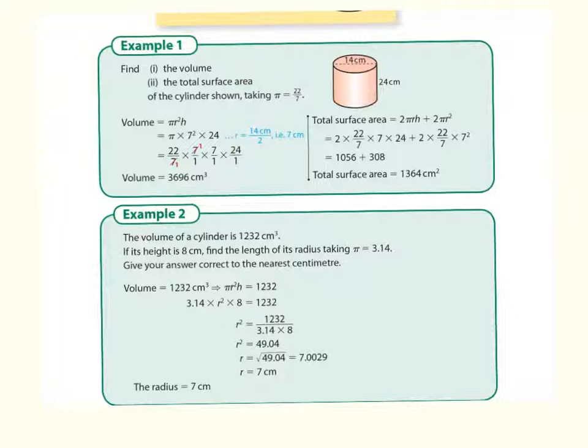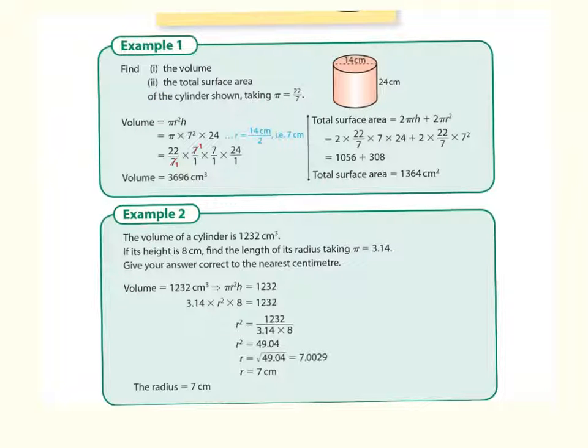Total surface area, something similar. There's the curved surface area, and if you think of it, you have two circles, top and bottom. Okay, and the area of one circle is pi r squared, the area of two circles is 2 pi r squared. So we multiply it all together, add it up, 1364. So that's just a simple volume and total surface area.